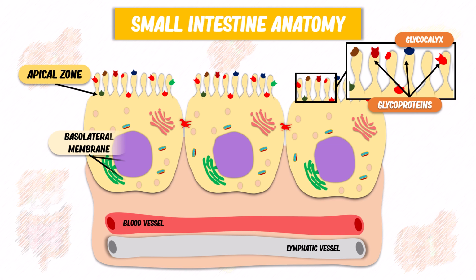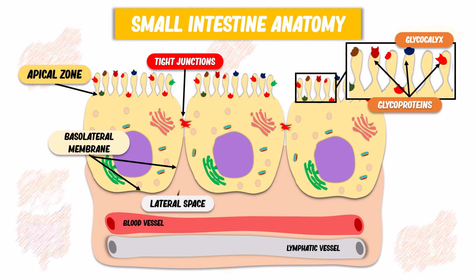The basolateral membrane, on the other hand, encompasses the cell's sides and base, facing away from the lumen. Tight junctions connect neighboring enterocytes, allowing only water and electrolytes to pass between them while other molecules are blocked. The space between enterocytes is known as the lateral space, and adjacent to these cells are blood and lymphatic vessels. Nutrients are absorbed across the apical membrane, pass through the basolateral membrane and lateral space, and then enter these vessels. Depending on the nutrient type, it may enter either the bloodstream or lymphatic system.